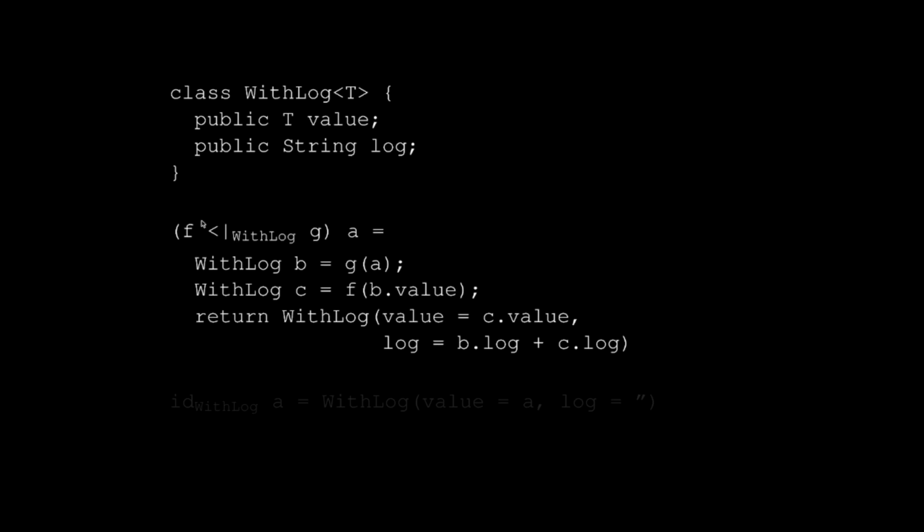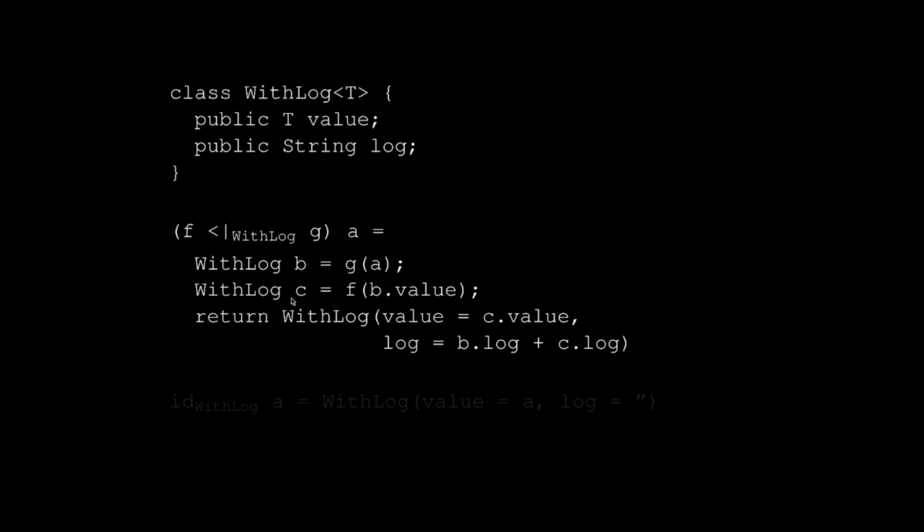F composed for WithLog with G of A is defined. So first we take G and we apply it to A, to this argument. And in this way we return an object of type WithLog that we call B. We extract the value field from this object and we pass it to the function F, obtaining a new object of type WithLog that we call C.